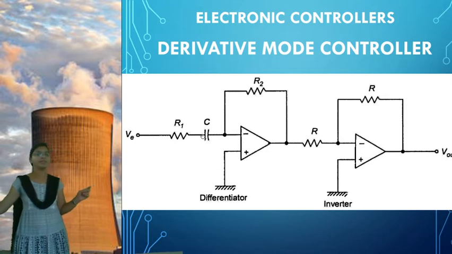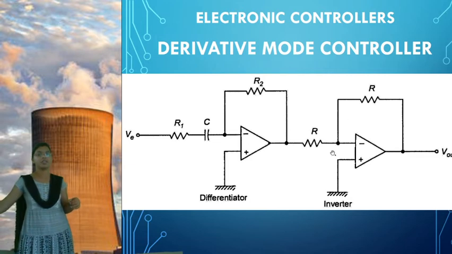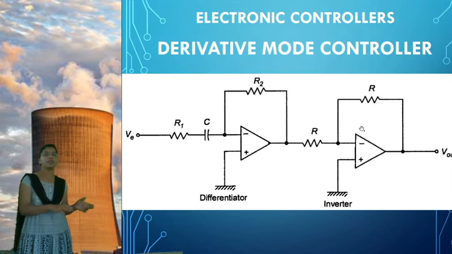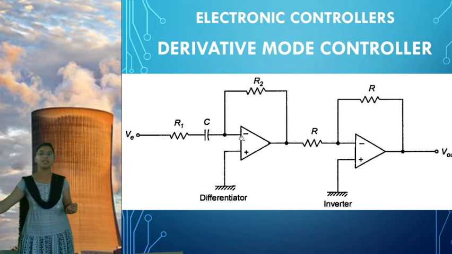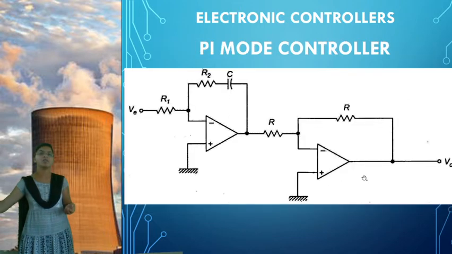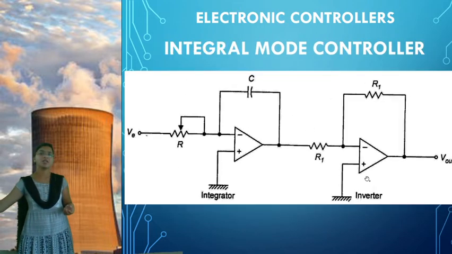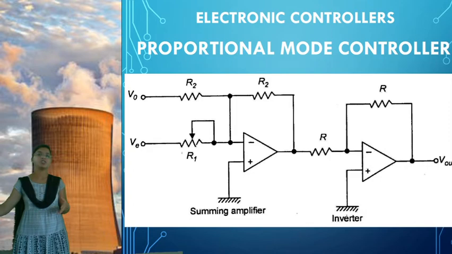Okay, the derivative is called a differentiator, and that is connected to the inverter circuit. The differentiator output, which is connected to the inverting terminal node, will produce a negative voltage, so that will be converted into positive by connecting an inverter. Okay, so next, these are the individual controller modes, which is the proportional mode.